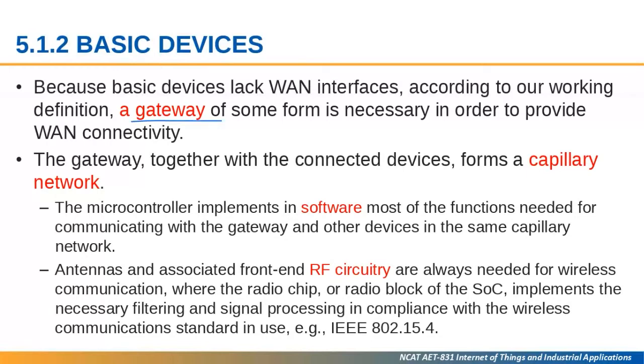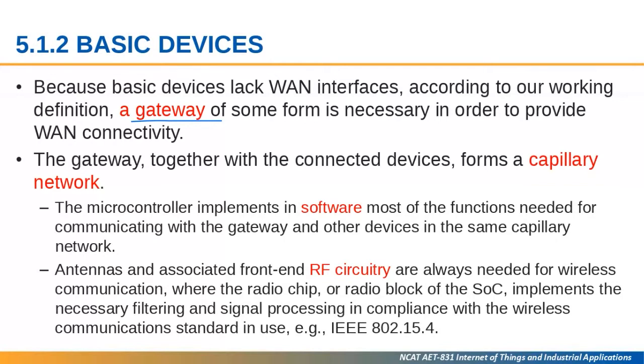So the gateway together with the connected devices forms a capillary network. Just imagine your house. You have a wireless router, which is a gateway, and your laptop, your mobile phone and your iPad are connected to the router. So basically, it is a good example of a capillary network.